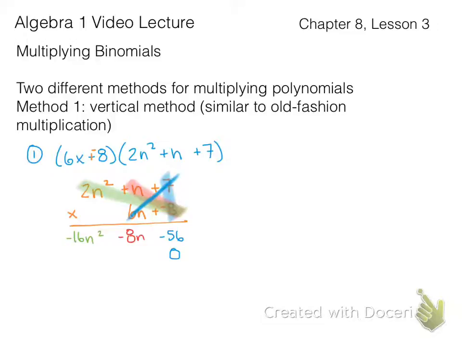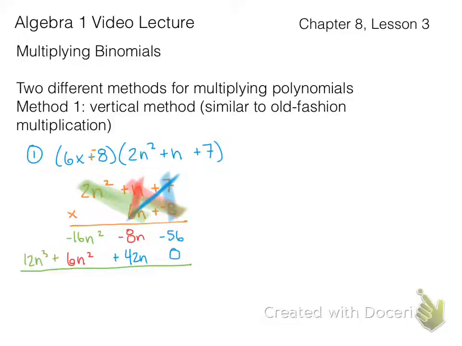So 6n times 7 is going to be 42n. Notice how I put it underneath the negative 8n because they're like terms. I'm going to have to put them together at some point, so I might as well put them underneath each other. And then I'm going to have 6n times n, which is 6n to the second, and then 2n to the second times 6n, which is going to give me 12n to the third.